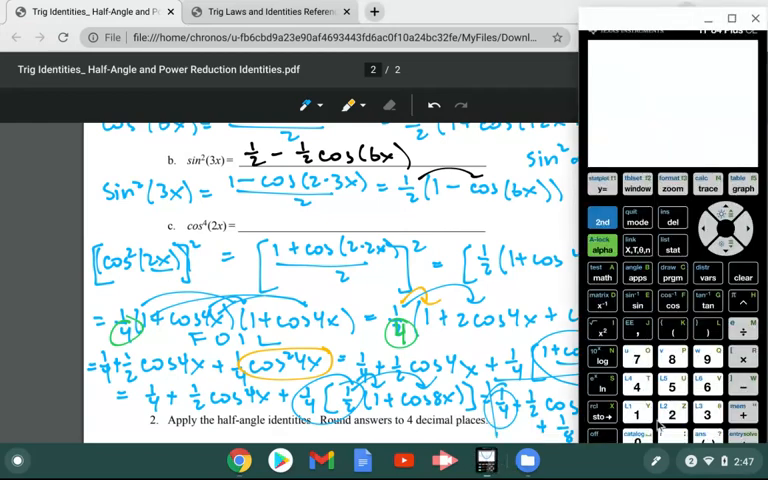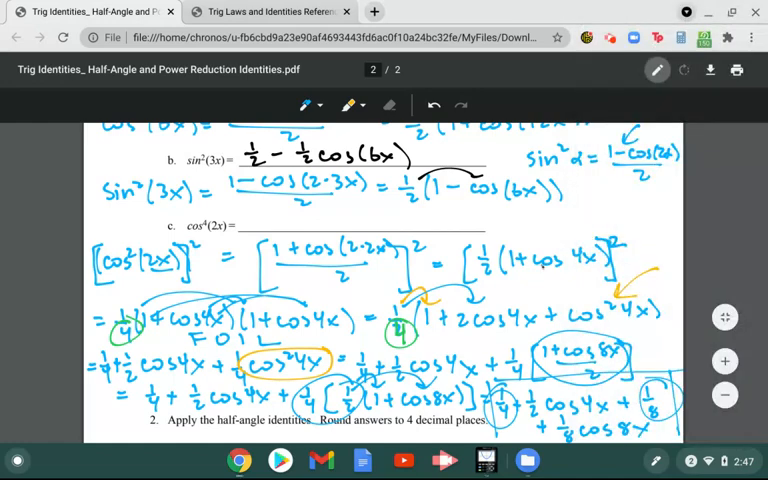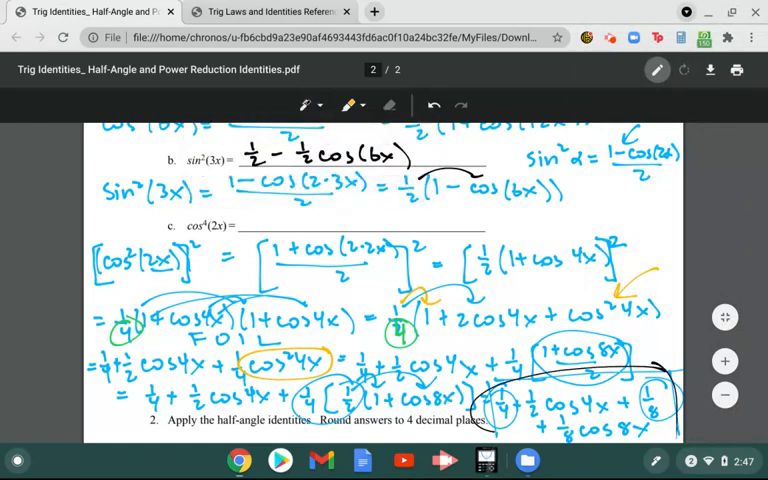I'm pretty good at fractions, but if you're not, that's okay. You can go ahead and just do this right in your calculator. 1/4 plus 1/8, and then just do a math convert to fraction, and you get your 3/8. So let's go ahead and put all of this up on our answer line in black. So I did the 1/4 and the 1/8. I combined those. That's 3/8. And now the plus 1/2 cosine 4x, and then the plus 1/8 cosine 8x.